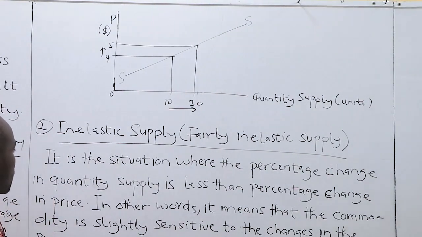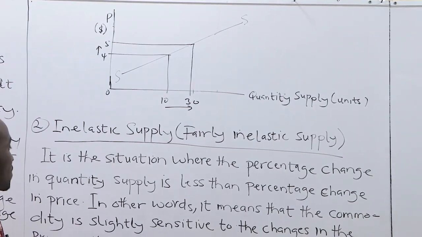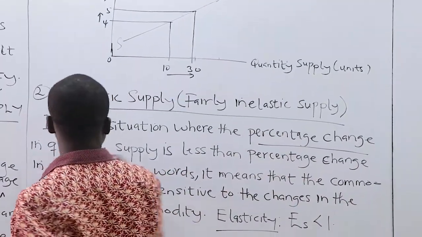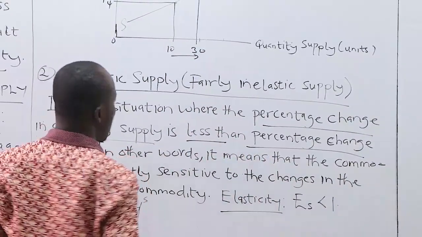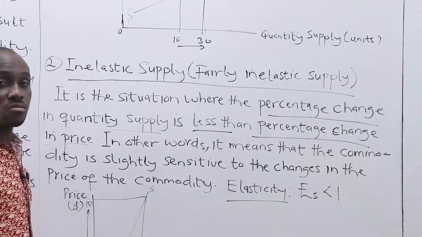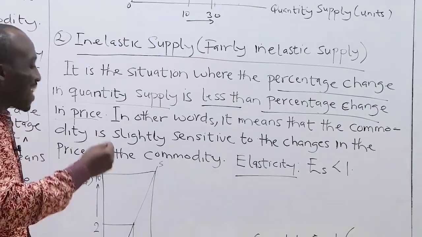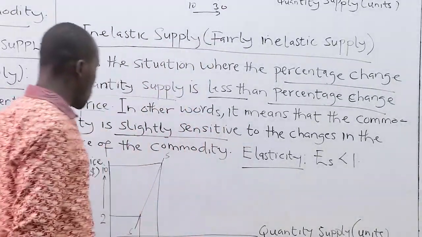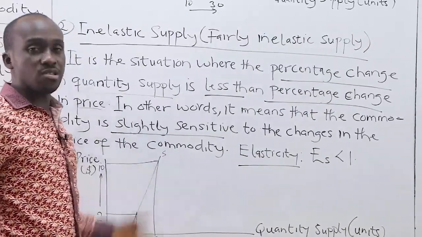Two, inelastic supply, or fairly inelastic supply. It is the situation where the percentage change in quantity supplied is less than the percentage change in price, right? In other words, it means that the commodity is slightly responsive to changes in the price of the commodity, right? So here what we see is the opposite.